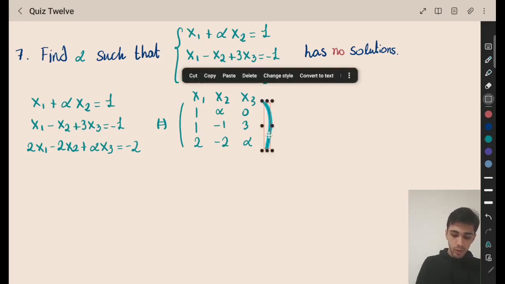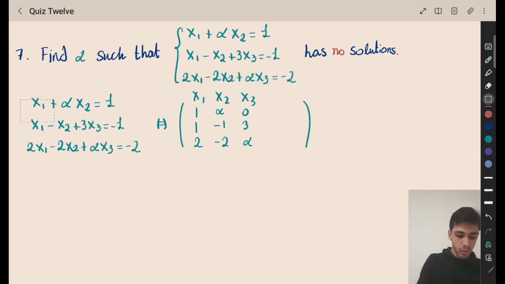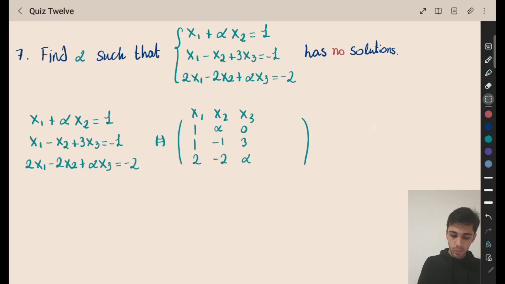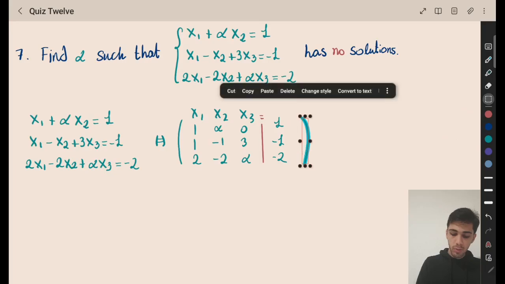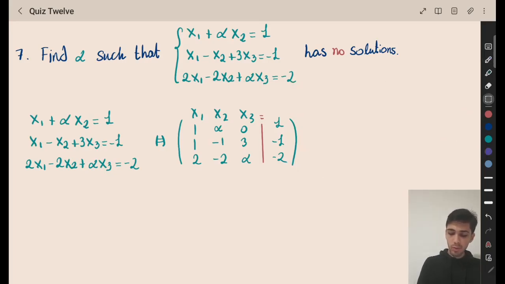Now, I still have not augmented my solutions to this matrix. So let me do that now. By augment, I mean I glue the solutions to my system: 1, minus 1, minus 2. I don't like the green color. Let me use the purple one. I think this one's nice.